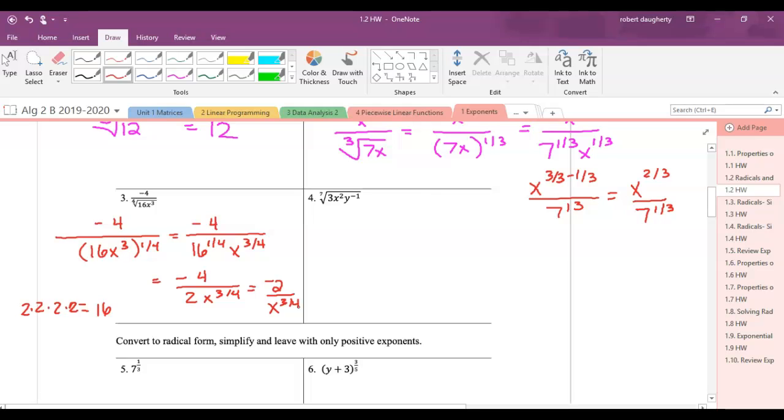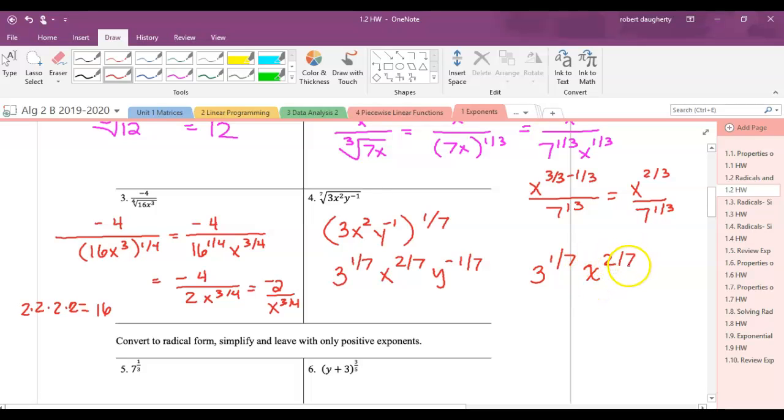Number 4. This is 3 x squared, y to the negative 1, all of this raised to the 1/7 power. So this is 3 to the 1/7, x to the 2/7, y to the negative 1/7. To get rid of the negative exponents, this is 3 to the 1/7, x to the 2/7 over y to the 1/7.